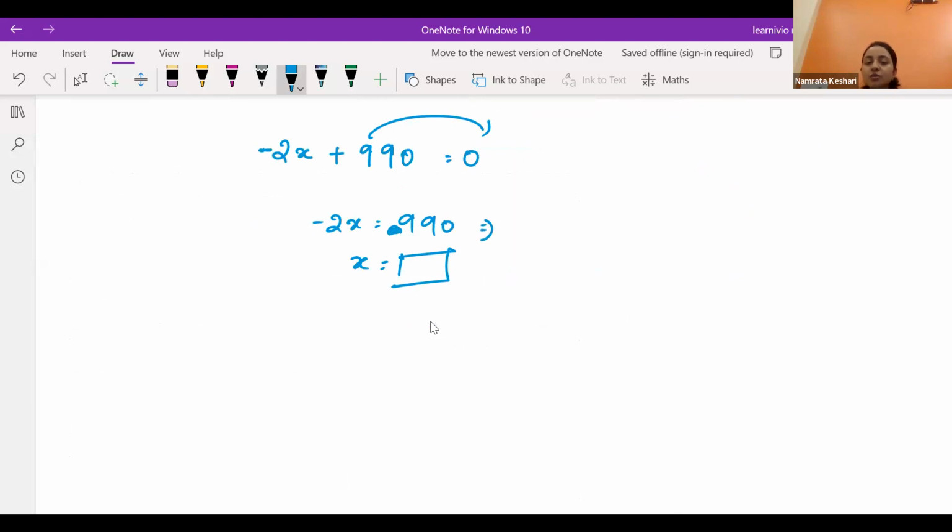This 990 will go to the other side. It will be 0 minus 990, that means minus 990. And by minus 2, you will do, minus minus cancel out. So yes, we cannot take negative, but here we are not getting negative. Getting it, Maha? Yes, ma'am.